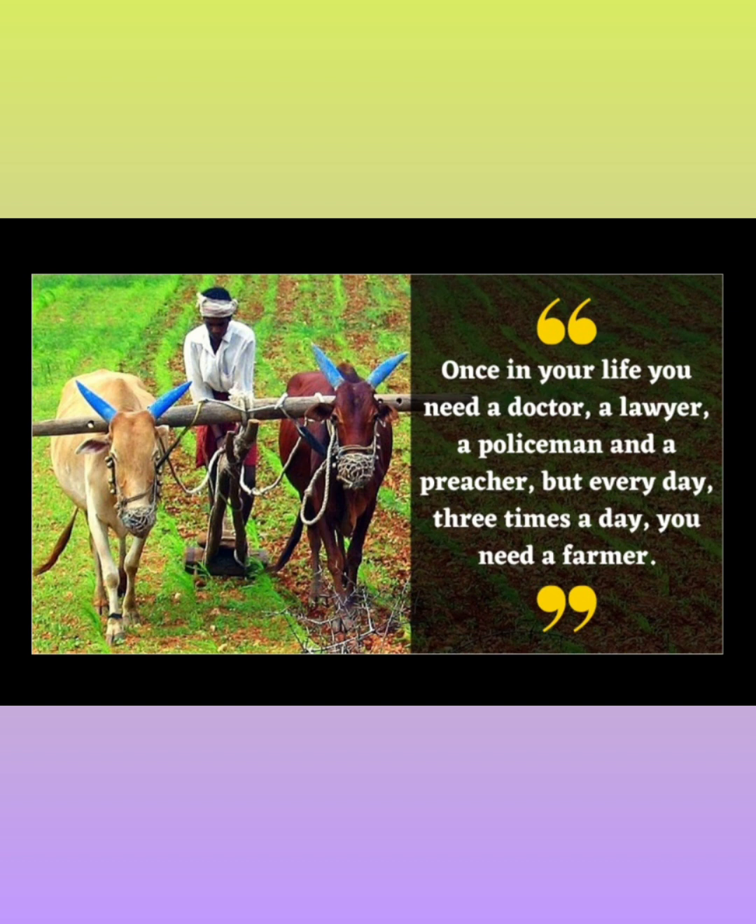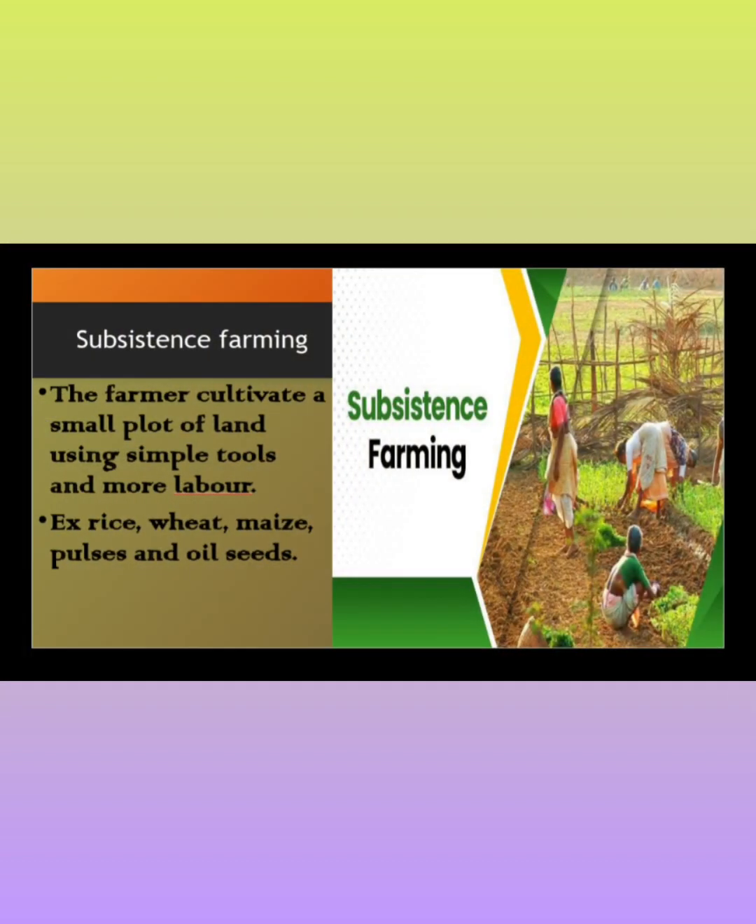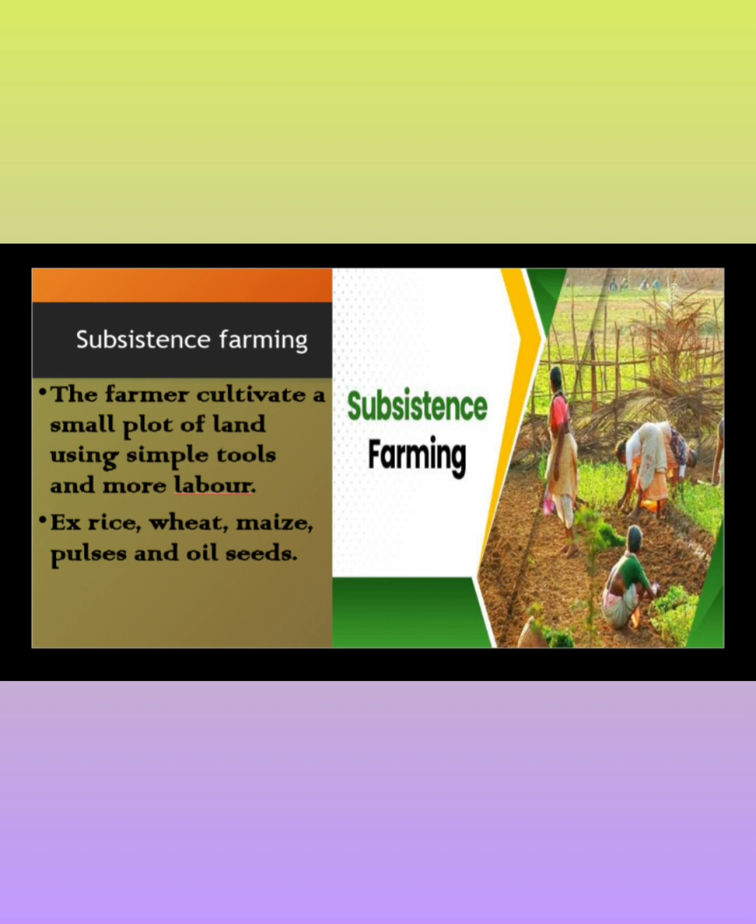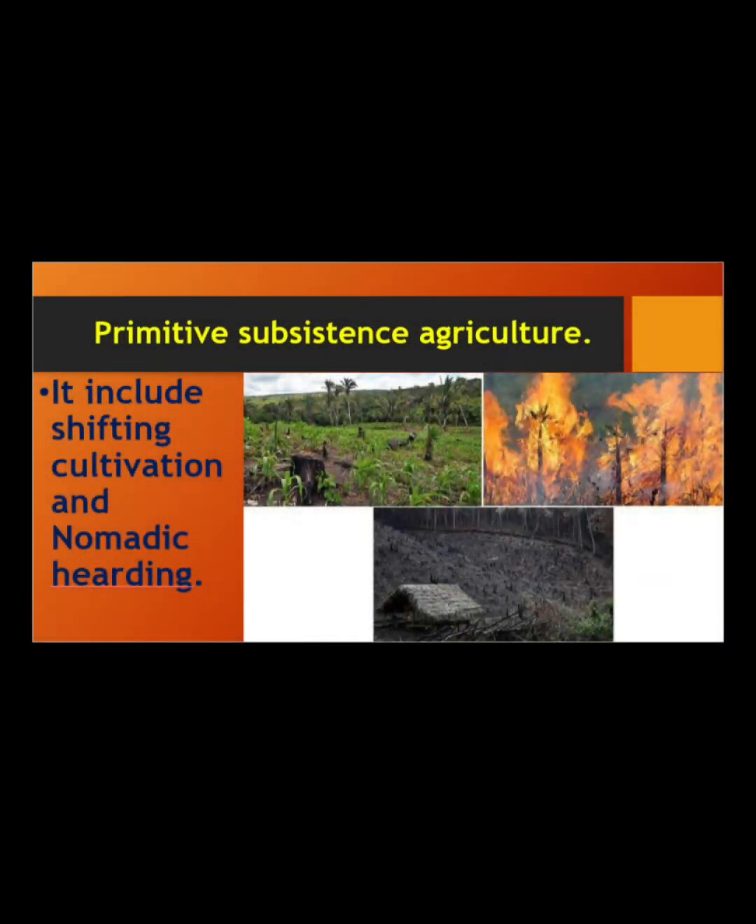Students, in intensive subsistence agriculture, the farmer cultivates a small plot of land using simple tools and more labor. This type of agriculture is prevalent in the thickly populated areas of the monsoon regions of South, Southeast, and East Asia. Students, now primitive subsistence agriculture includes shifting cultivation and nomadic herding.